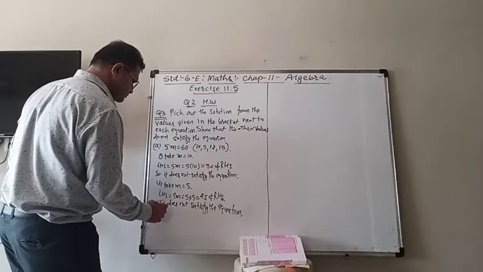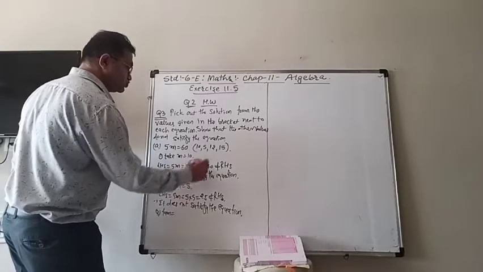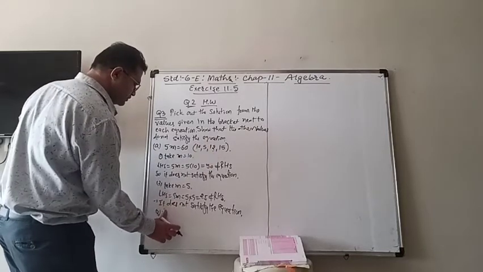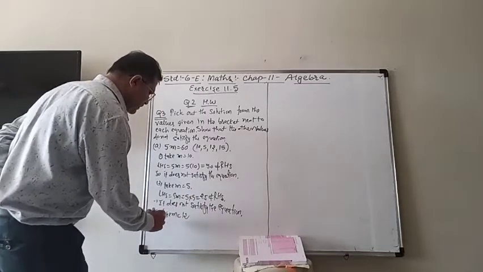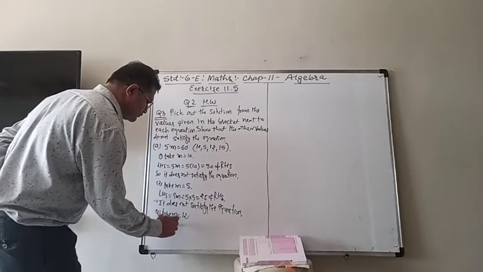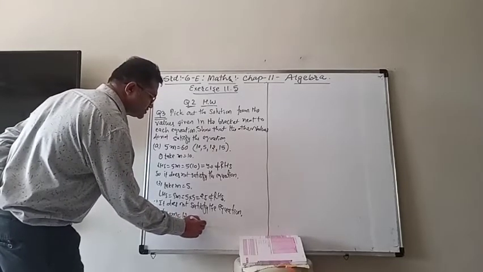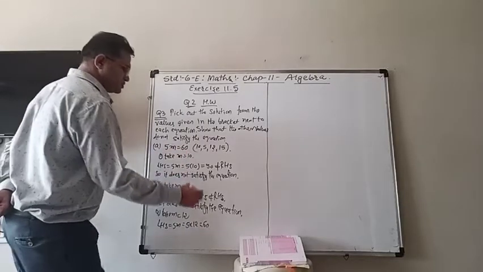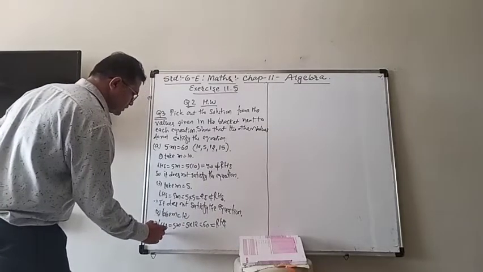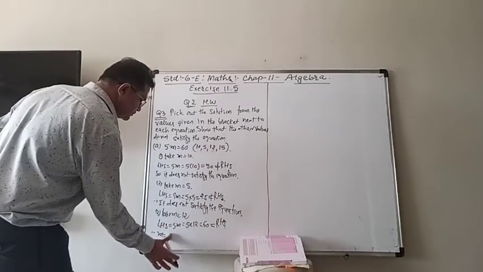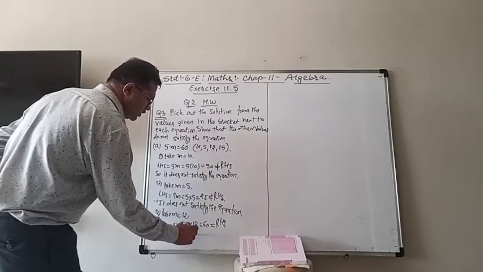The third value is 12. Take m equal to 12. So now LHS 5m, that is 5 multiplied by 12, 12 fives are 60, and the RHS is also 60, equal to the RHS. Therefore m equals 12 is the solution of the equation.